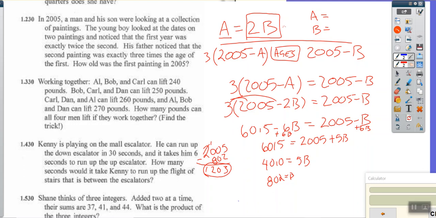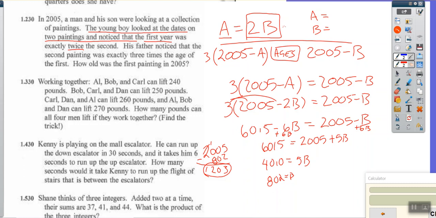All right, so this is a good time to always say, make sure you go back to the problem and read the directions, because I've done all my math right, I just have the wrong answer. It says the young boy looked at the dates on two paintings and noticed that the first year was twice the second. So that means I found the age of the second one. The first one was the newer of the two paintings. I totally messed that one up, but I have all the right math here.